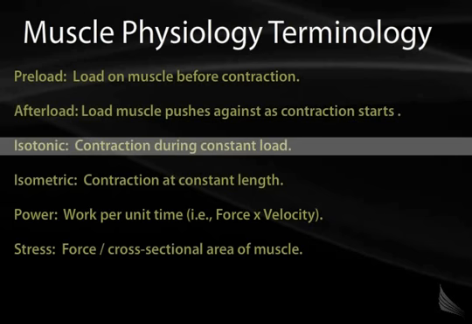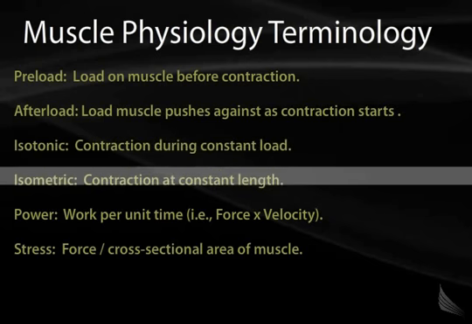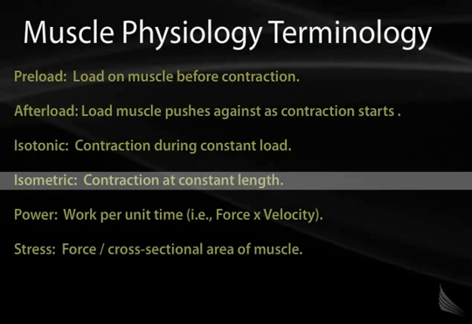Isotonic refers to any situation where the load is constant. If one were to look at the previous slide at the load power curve, that was a curve generated using a series of isotonic contractions. Isometric refers to a situation when contraction is occurring at a constant length. If one were to look back at the length tension curve, that curve was generated using a series of isometric contractions. Each contraction was conducted at an individual length, and then all of those lengths were put together to construct that curve.